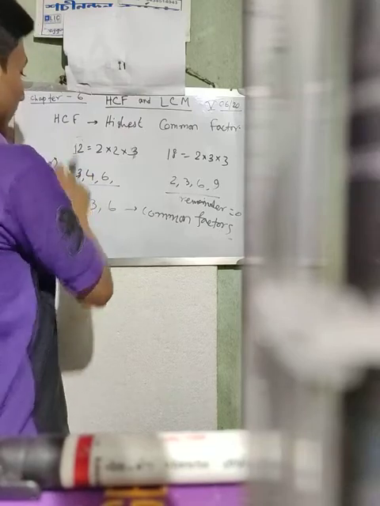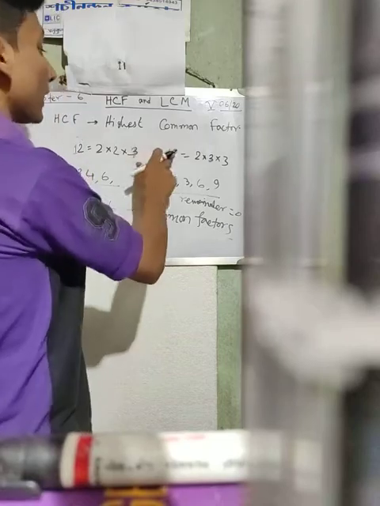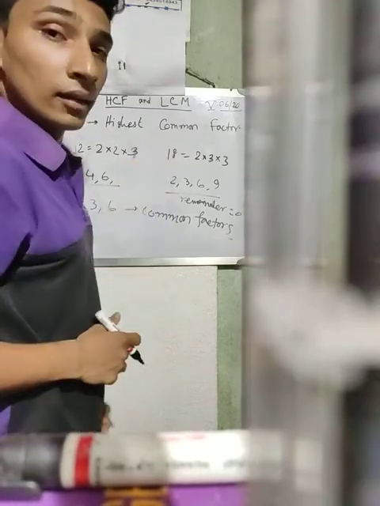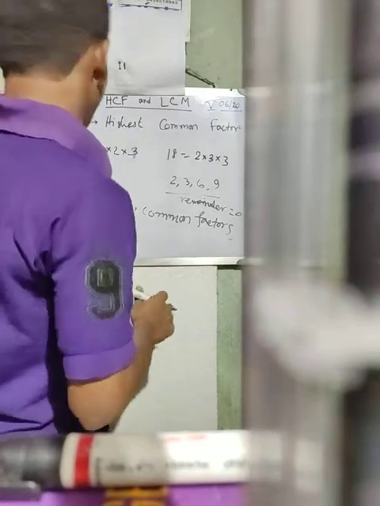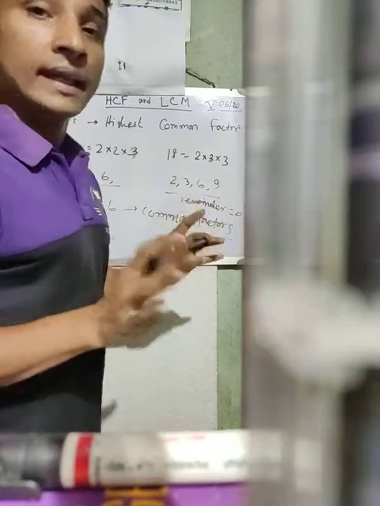2 6s are 12, 3 4s are 12, 6 2s are 12. Similarly, 2 9s are 18, 3 6s are 18, 6 3s are 18. Okay. That means with the help of these numbers we can divide both of these numbers without any remainder.